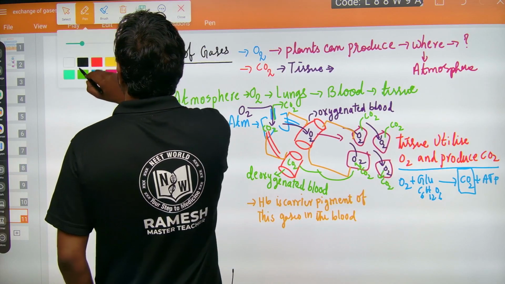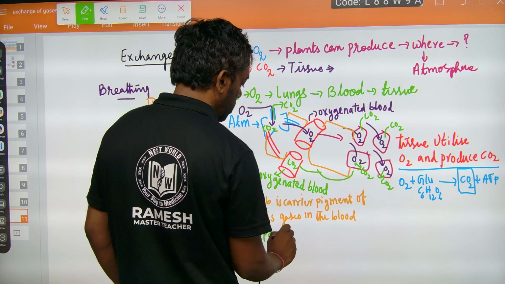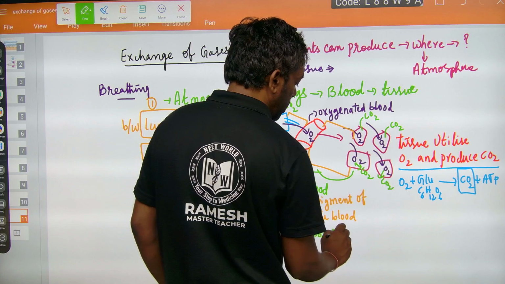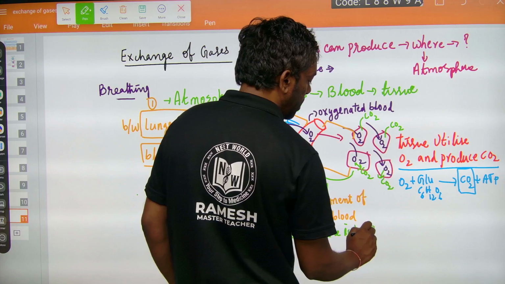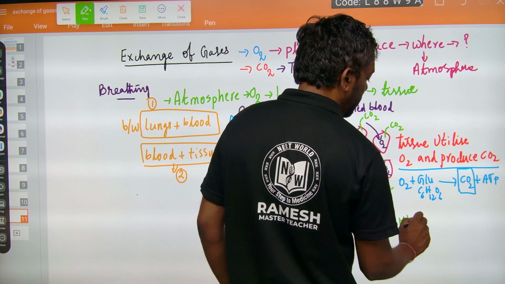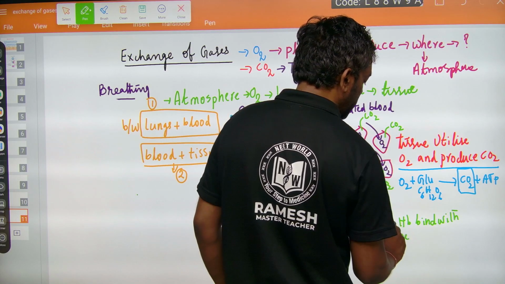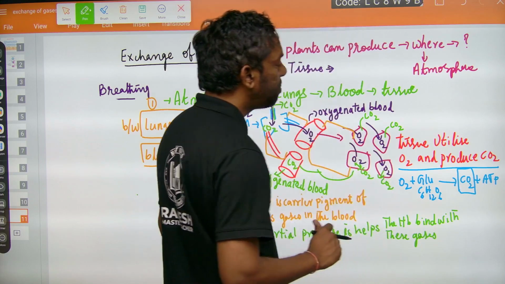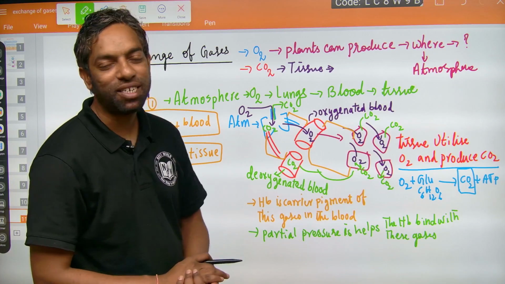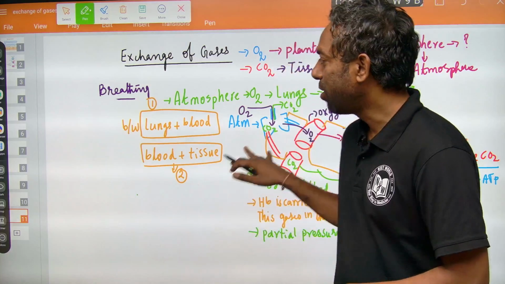Partial pressure helps the hemoglobin bind with these gases. How much partial pressure is created when the oxygen binds with the hemoglobin, and how much partial pressure is created when carbon dioxide binds with the hemoglobin? We are going to discuss. I hope you guys understand this.